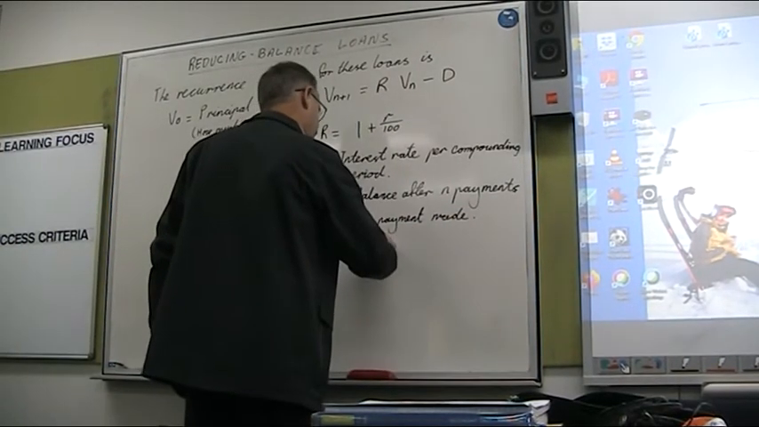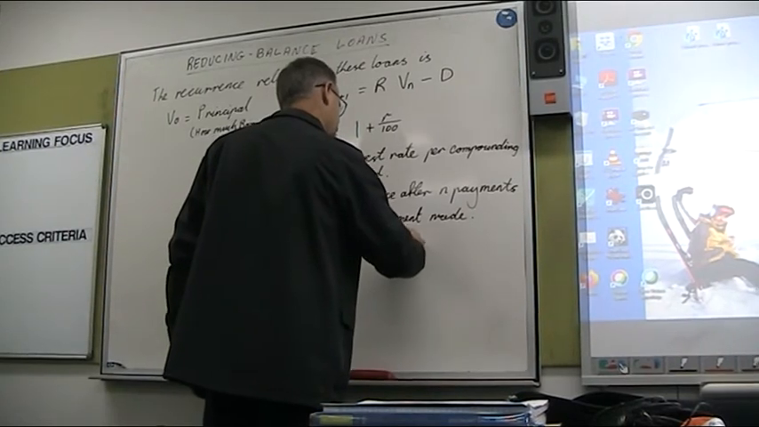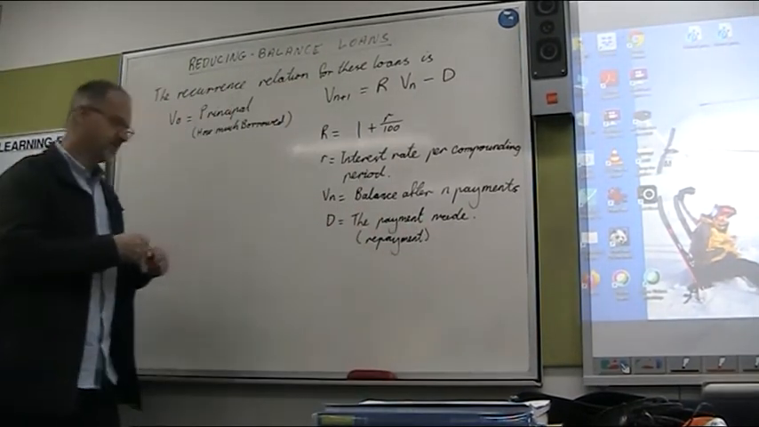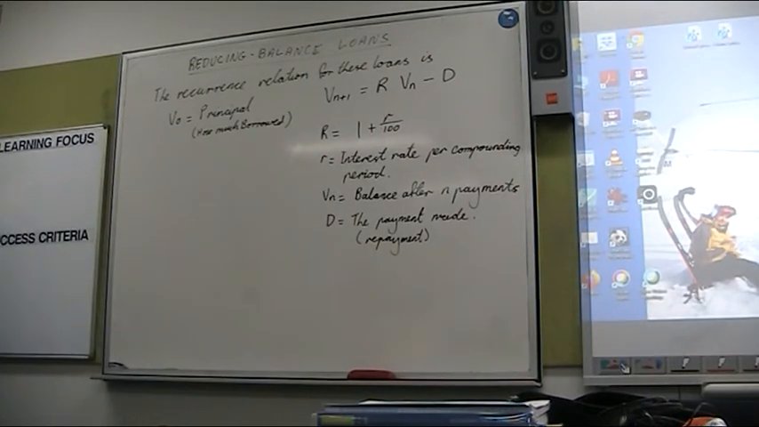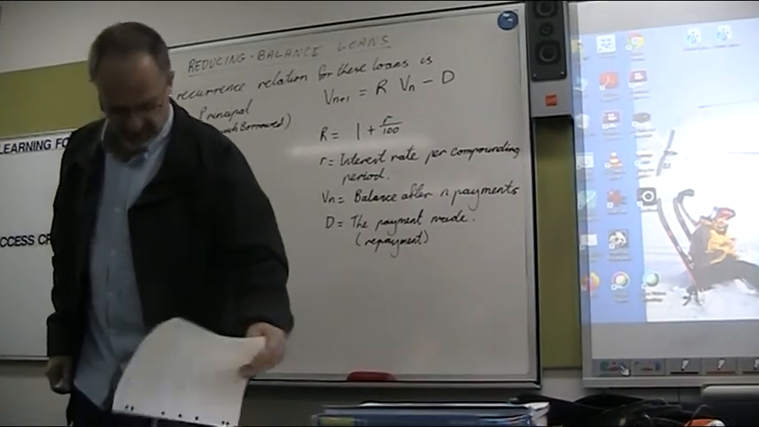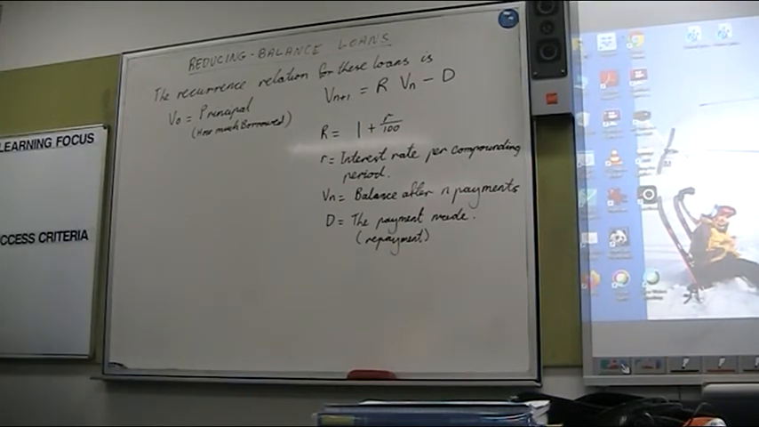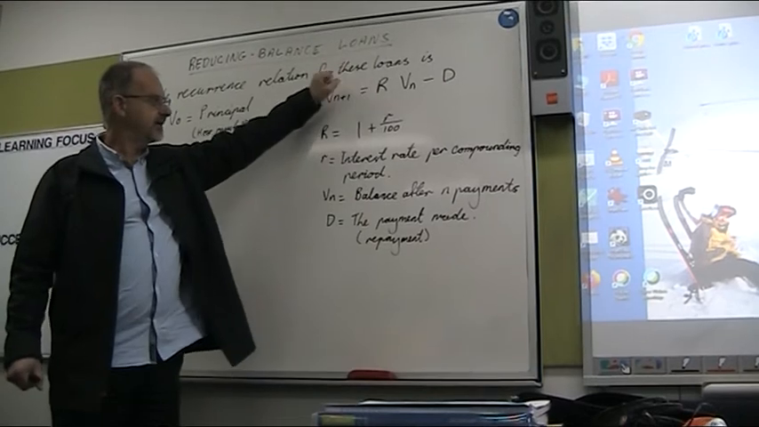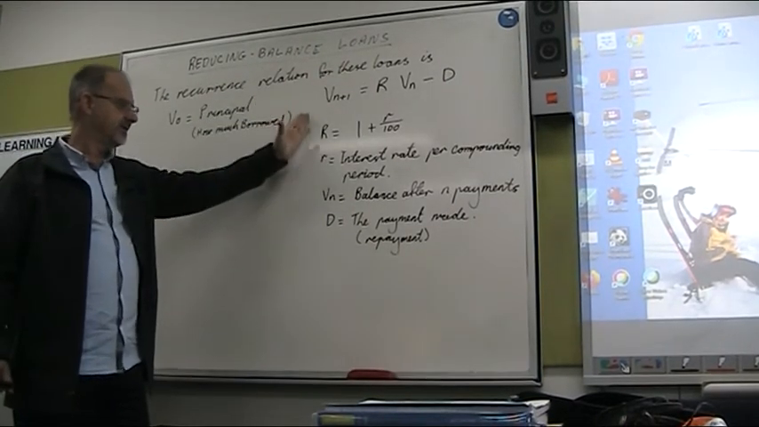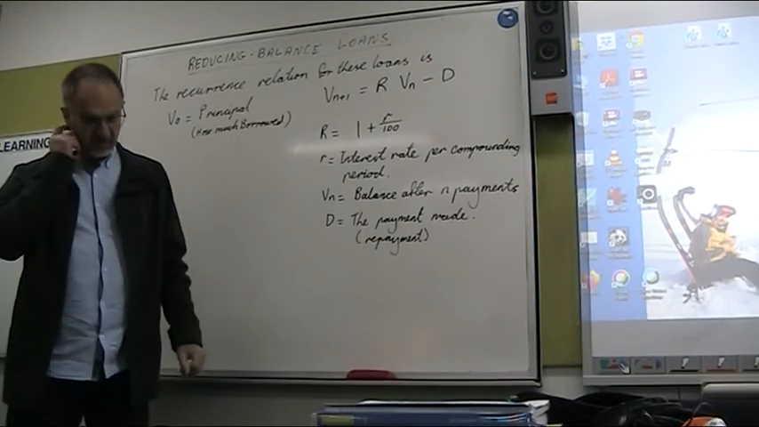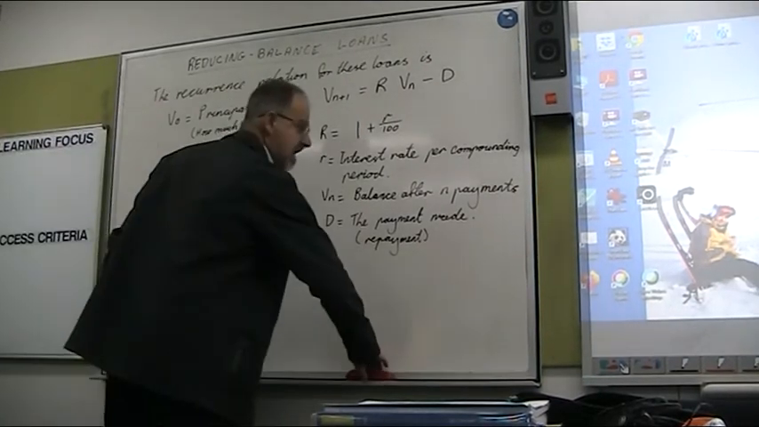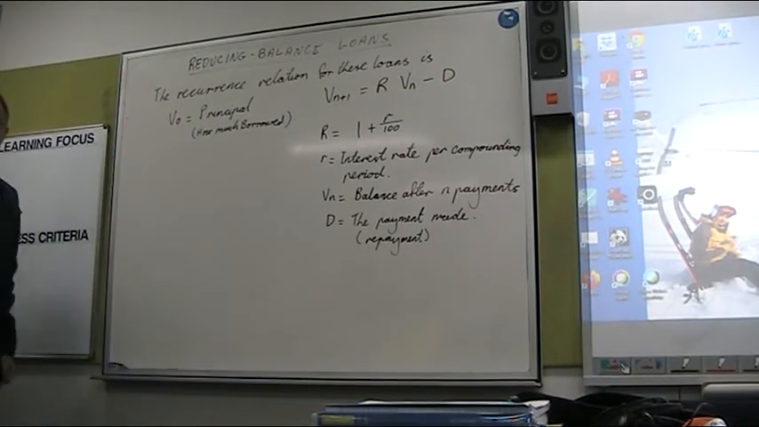And then, of course, D is the payment that you make. Often that's called repayments, it's the word that's often used. What are your repayments on the loan? Alright. So those are the recurrence relations for reducing balance loans, and these are what all the symbols mean. All we need to do now is an example. So has everyone got that? Right, time to rub that off, Brian. Good on him.